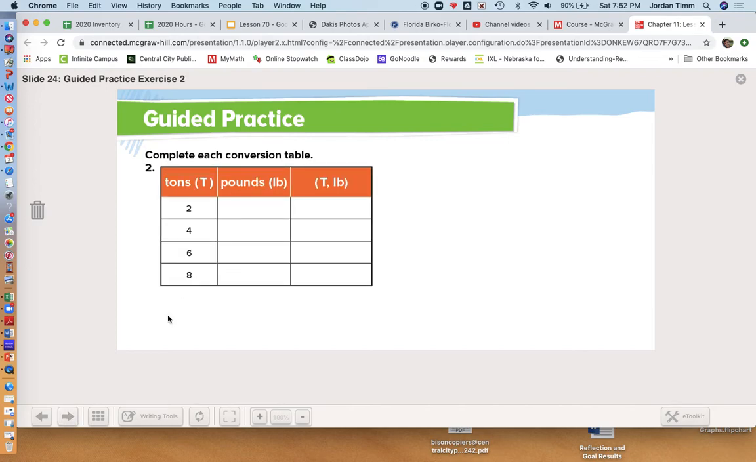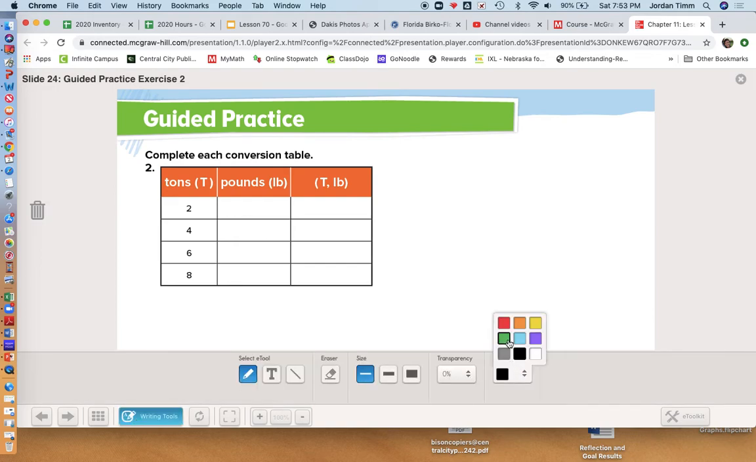Let's go to number 2. We have tons, which is our larger unit, to pounds, which is our smaller unit. Again, how many pounds are in 1 ton? Good, 2,000. So we're going to take this column times 2,000. You should be able to do these mentally with our little trick. 2 times 2,000, 2 times 2 is 4, so it's 4,000 pounds. Go ahead and complete this table. Don't forget to put them in parentheses here. We will check in a minute.